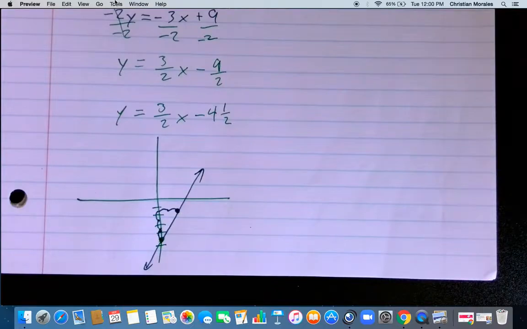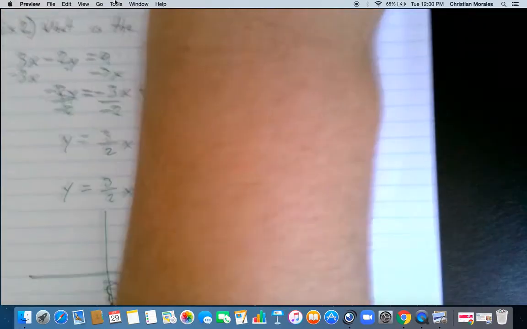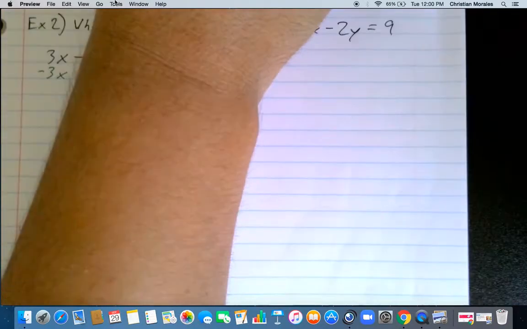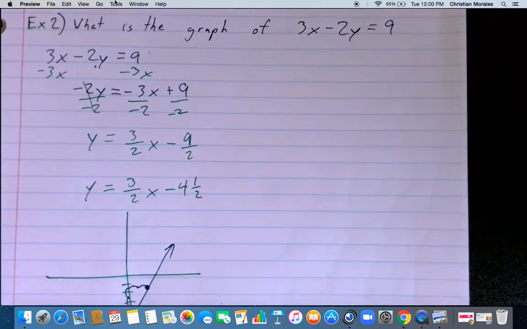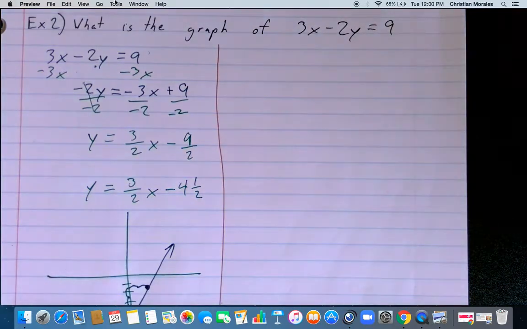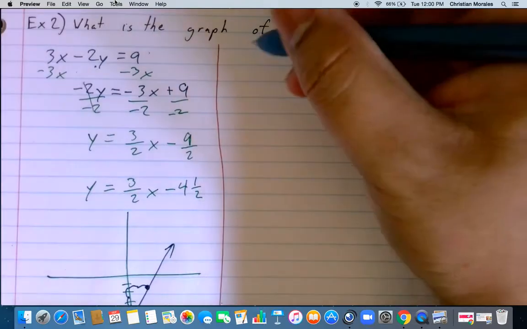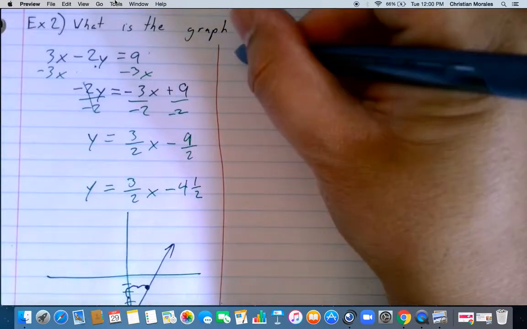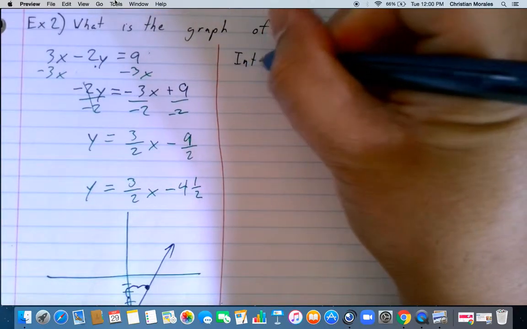Now, that's one way to graph it. There is another way to graph it using the intercepts. So I'm going to show you that now. So if you want to solve it like this, you can. This is the other way you do it. Intercepts.